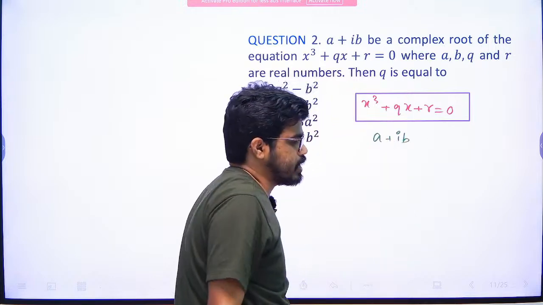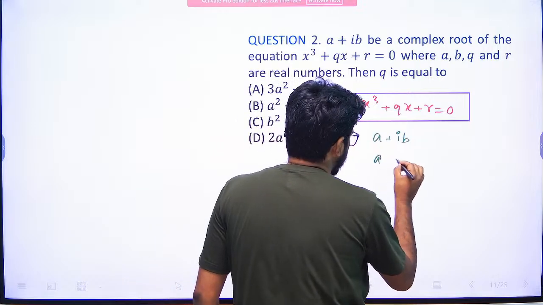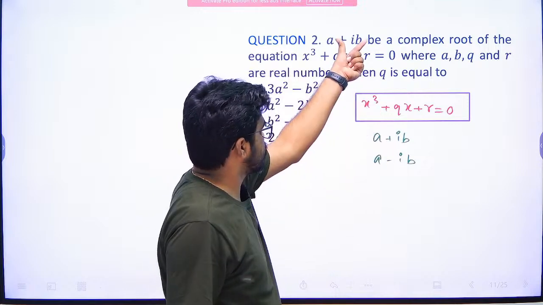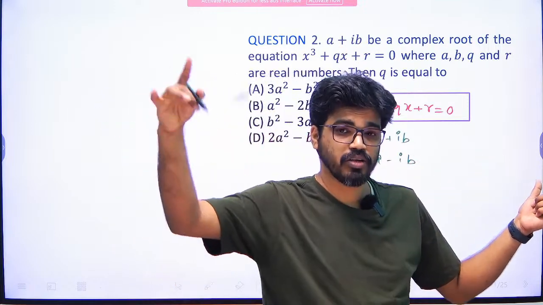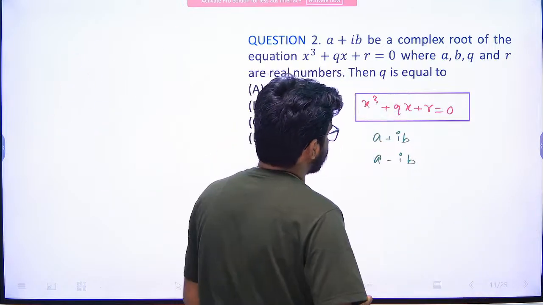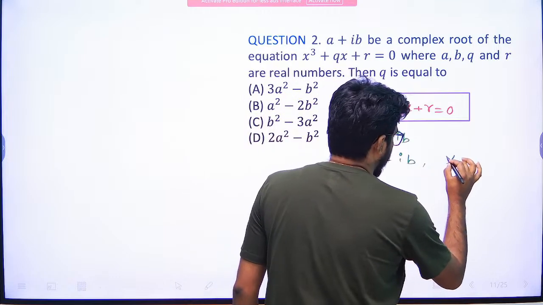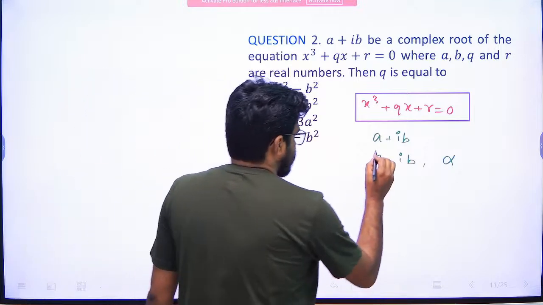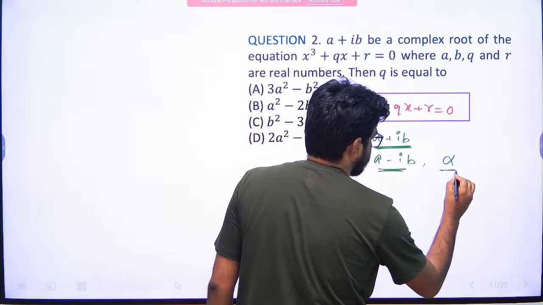So automatically a minus ib will be another root. It is given that a plus ib is a root. We know that if alpha plus i beta is a root of the equation f(x) is equal to 0, then alpha minus i beta will be another root. It is a cubic equation, so it has three roots. Let the other root be alpha. Suppose this is alpha, this is beta, this is gamma.